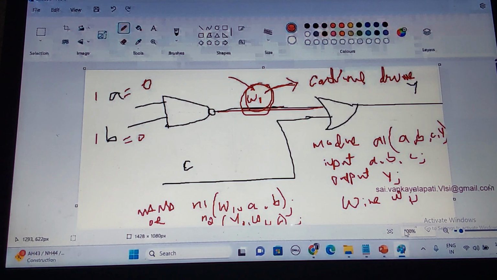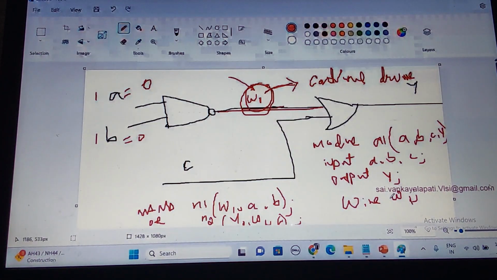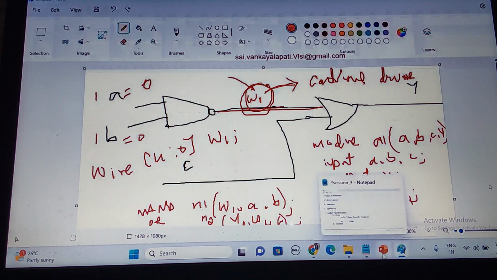Nets are 1 bit in width by default, unless they are declared explicitly as a vector. If I write wire W1, by default it is 1 bit. Now I am going to declare wire with a vector, specifically let us say [4:0] W1. What does it indicate? It is a bus now. Which bus? W1[0], W1[1], W1[2], W1[3] and W1[4]. Now it becomes a bus. By default, if you are not declaring the vector, it will take 1 bit.